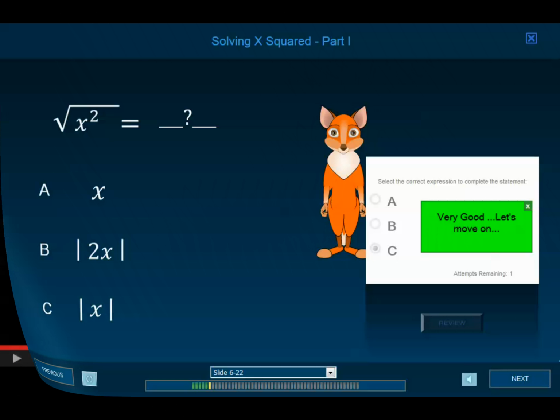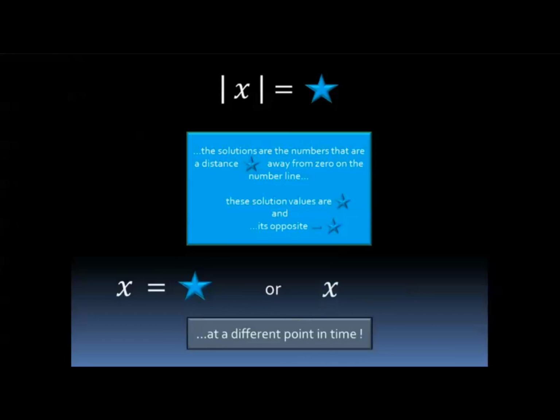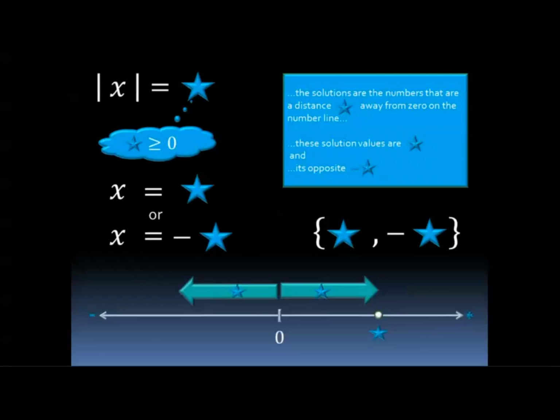Answer choice C. We say that the solutions to this equation are x is equal to the star expression, or at a different point in time, if x is equal to the opposite of the star expression, our equation will be a true statement. Mark a point on the number line, the same distance away from 0 in the opposite direction, that represents its opposite.